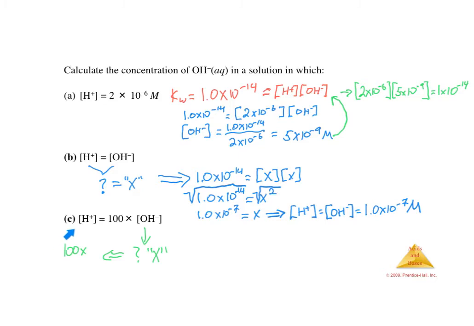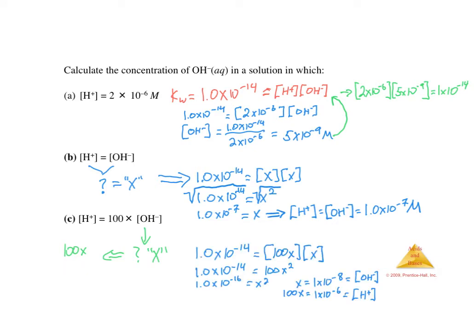This next problem required a little more thought. We know that the proton concentration is equal to 100 times that of the hydroxide concentration. Now we don't know either one, so we just say that the hydroxide concentration is x, therefore the proton concentration is 100x. So now we can plug that into our equation. The Kw, 1 times 10 to the minus 14, is equal to 100x times x. So 1 times 10 to the minus 14 is equal to 100x squared.